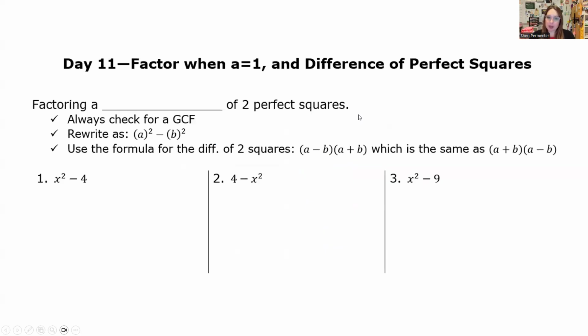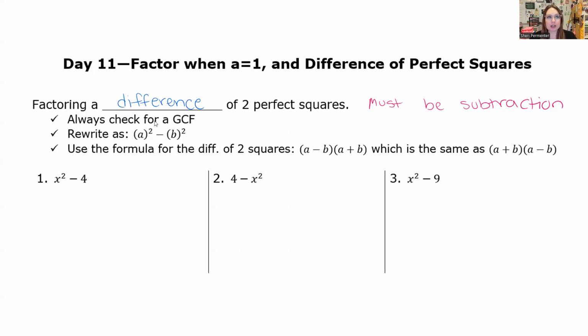Okay, now we're going to flip over the paper and we're going to start with factoring a difference of perfect squares. That's what goes in the blank. So the big thing with these types of problems, they're always only 2 terms. But a difference means subtract. So they have to be 2 terms subtracted. So you can jot that down. Must be subtraction. Okay, that's a big one.